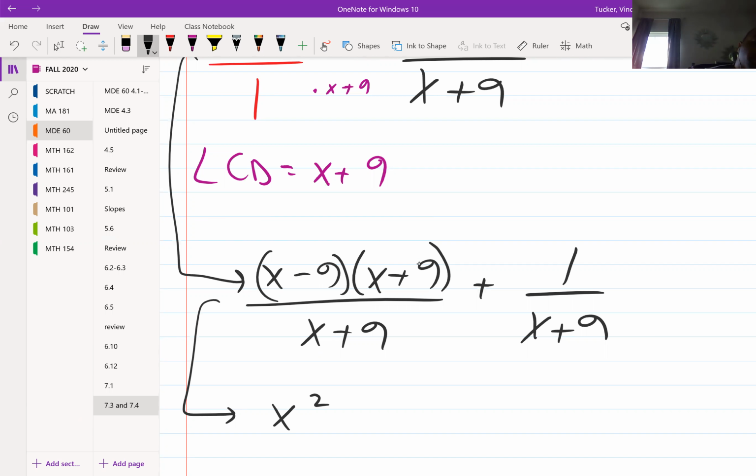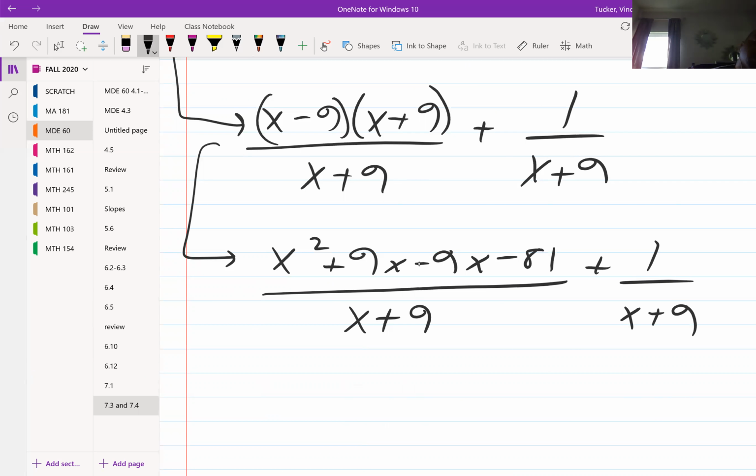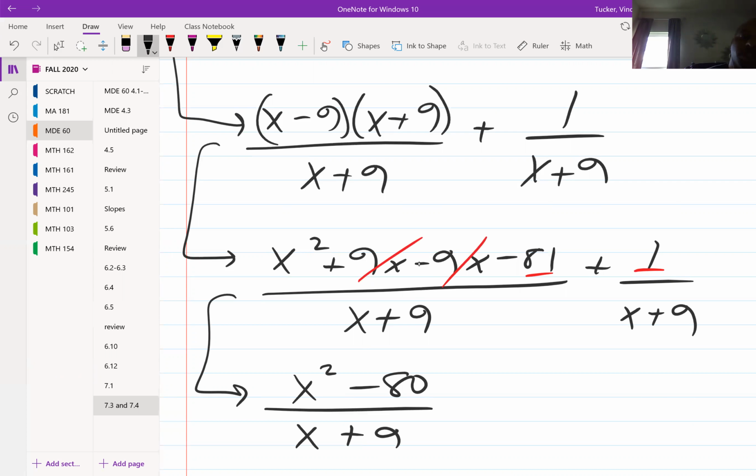Pull that out, that'll be x squared plus 9x minus 9x minus 81, over x plus 9. These cancel, 9x minus 9x. And then you have negative 81 and a positive 1. So it's x squared minus 80 over x plus 9. And that is it.